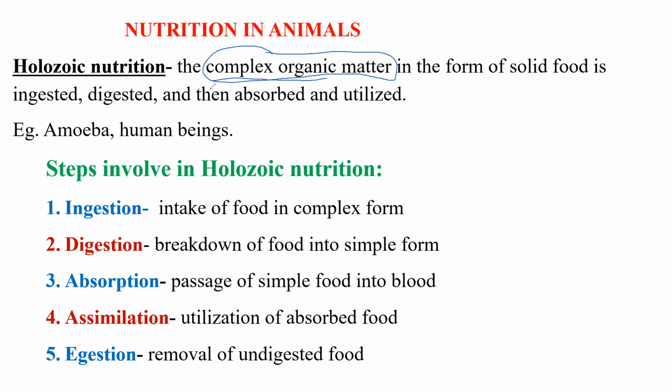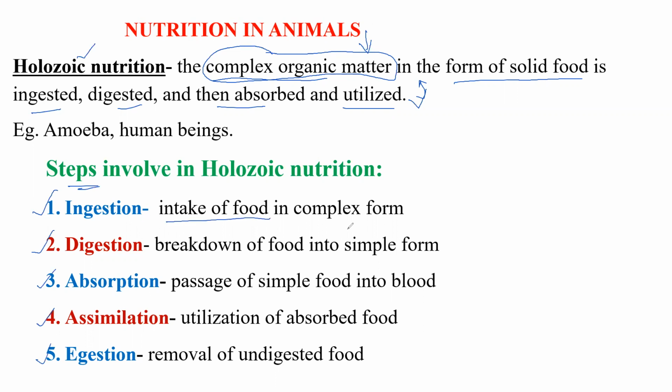Let's define that properly. The complex organic matter in the form of solid food is ingested, digested, then absorbed and utilized. The complete process is called holozoic nutrition. For this holozoic nutrition, there are some steps involved from taking the food till utilizing the food. Those are the steps involved in holozoic nutrition. Number one is ingestion. Number two, digestion, then absorption, assimilation, and egestion.